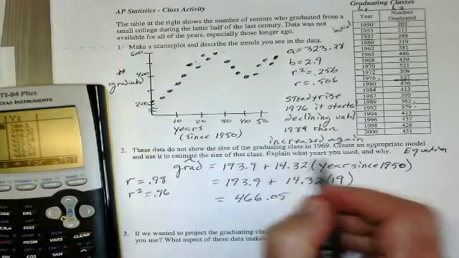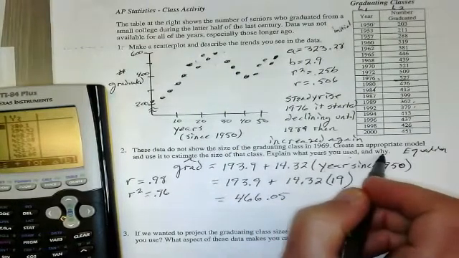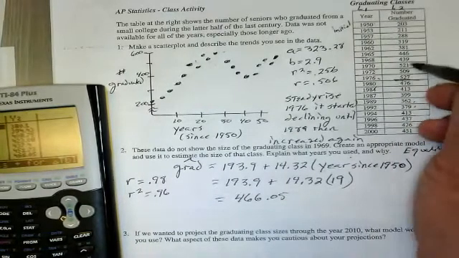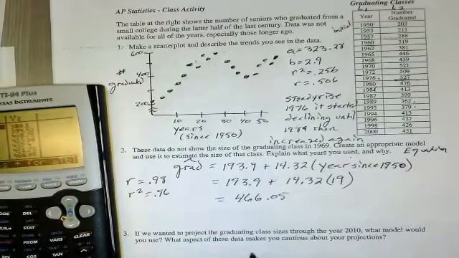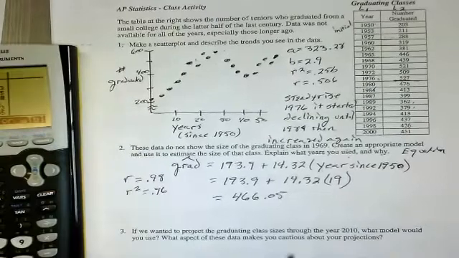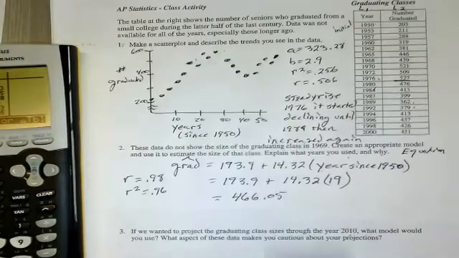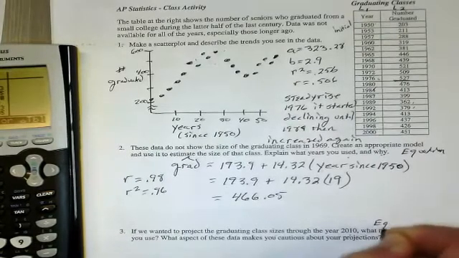Okay, and remember, explain what years we used and why. We used only those that showed the upward trend during which 1969 occurs. Now, it says, what if we wanted to do the graduating classes through the year 2010? What model would we use? Again, this means equation.